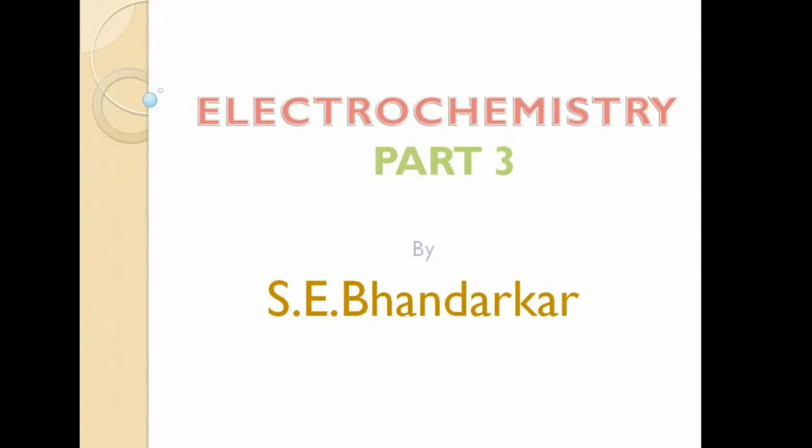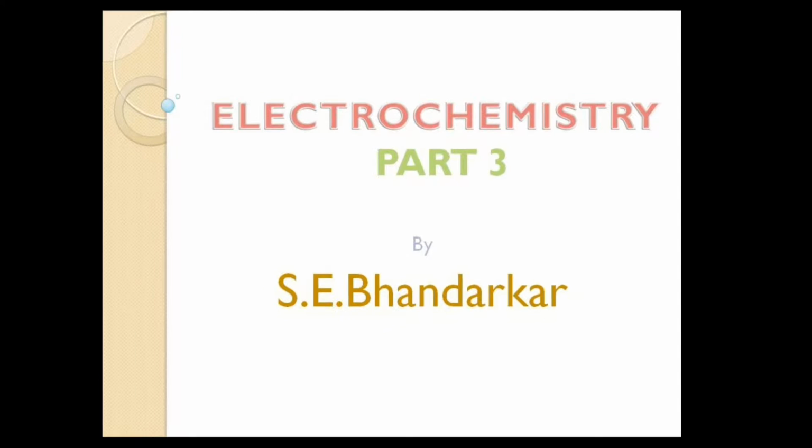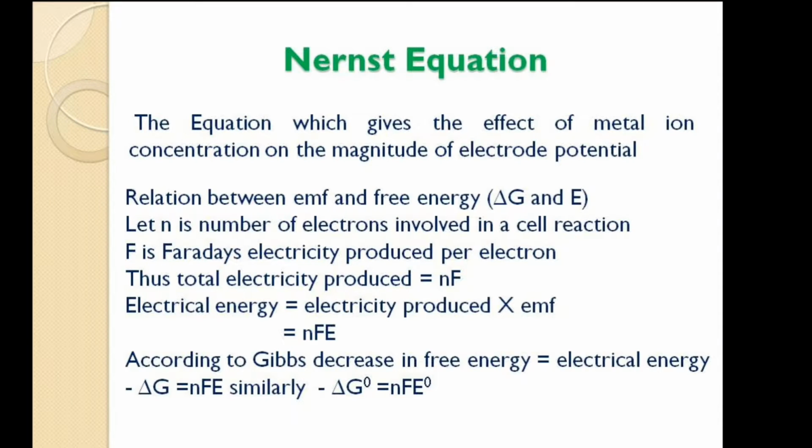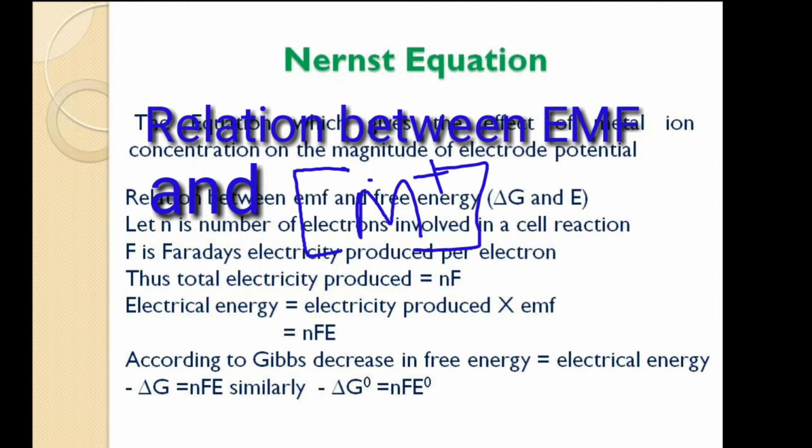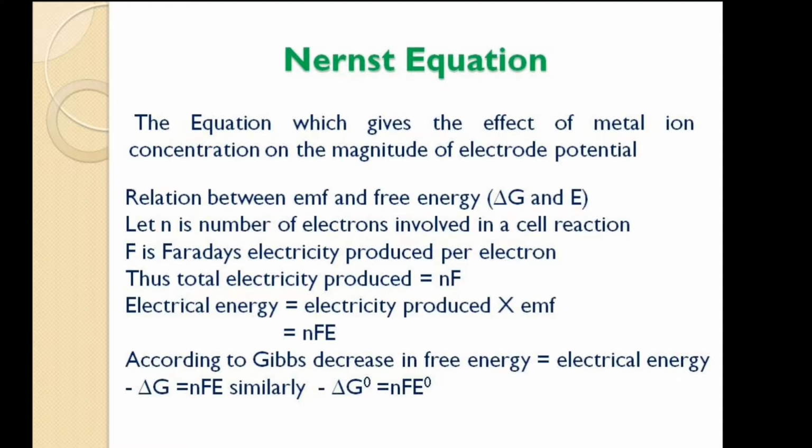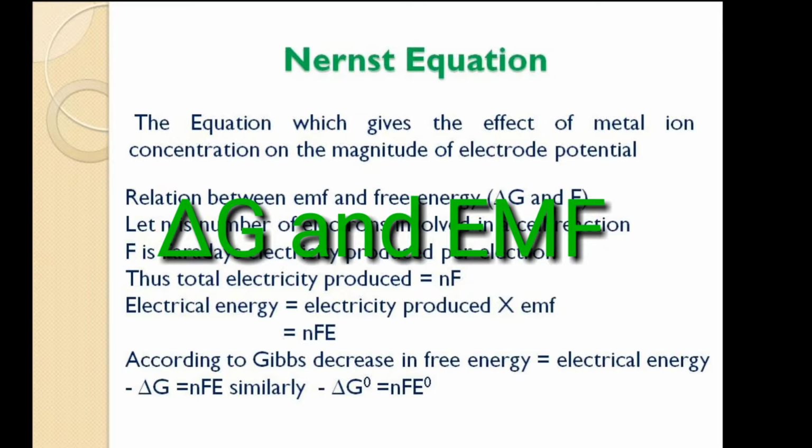Welcome to part 3 of electrochemistry. In this part, we are going to discuss the Nernst equation for half cell and complete cell. Nernst equation is a relationship between EMF and concentration of metal ions. First, we are going to derive the relationship between free energy and EMF of a cell.